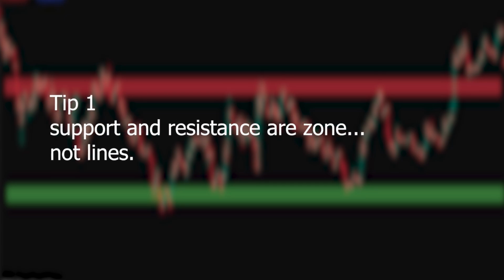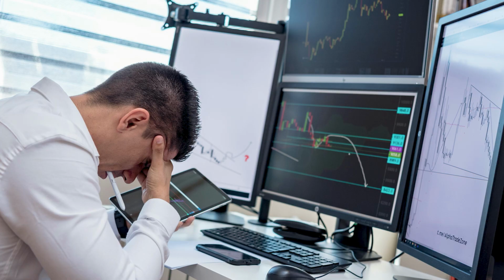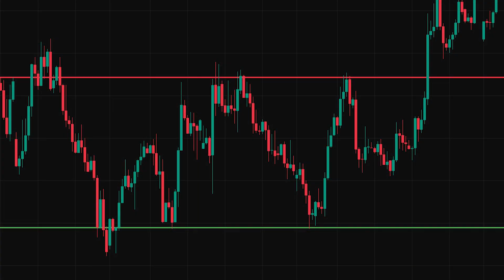Tip 1. Support and resistance are zones, not lines. The biggest mistake traders make? They draw support and resistance as a perfect line, a thin line across the chart, and they expect price to react exactly at that level. But markets don't work like that. Price rarely respects a level with perfect precision.